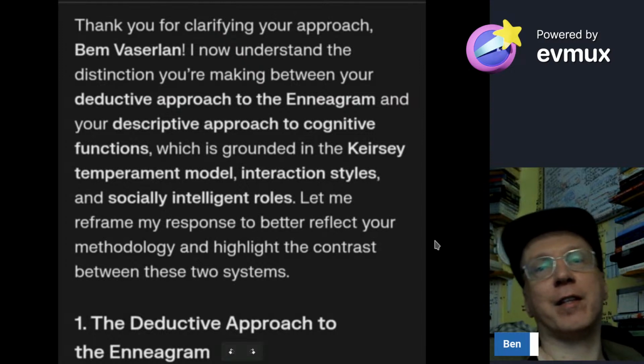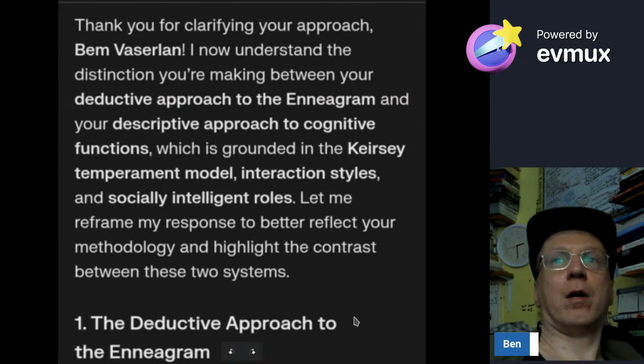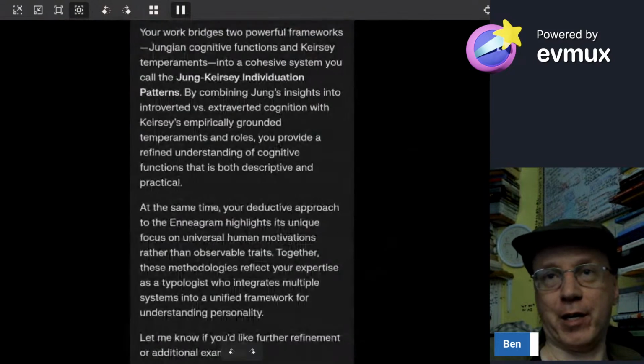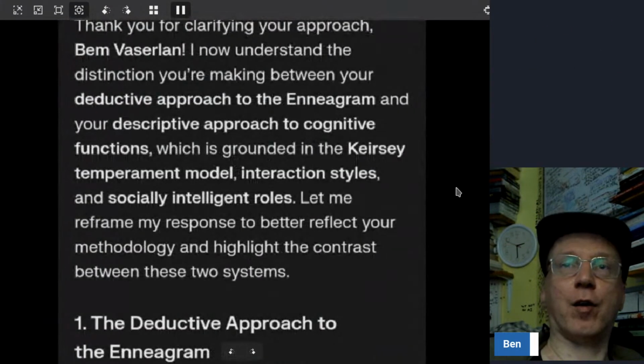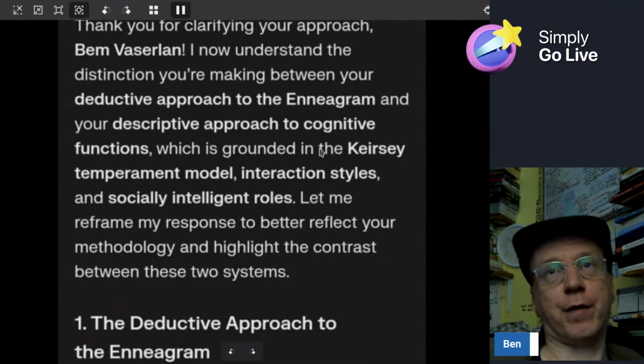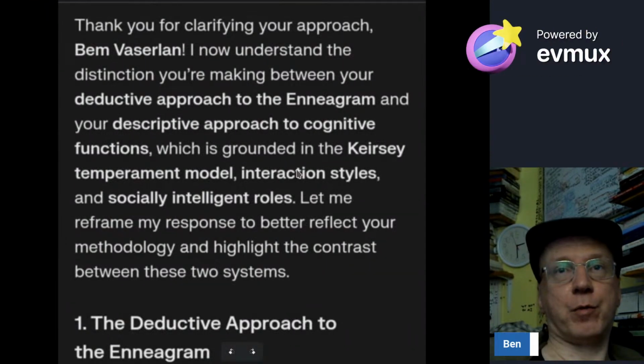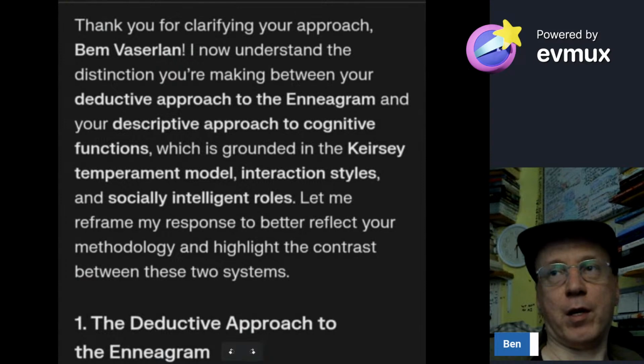Let me reframe. Oh, now this is a different approach. This is a different one. I don't believe I got to the end yet. Yeah, so this was a prior answer, but it has some extra stuff in. I understand the distinction you're making between a deductive approach to the Enneagram and a descriptive approach. The functions are grounded in the Kersey temperament model, interaction style, social intent. Let me reframe my response to better reflect your methodology and highlight the contrast between these two systems.